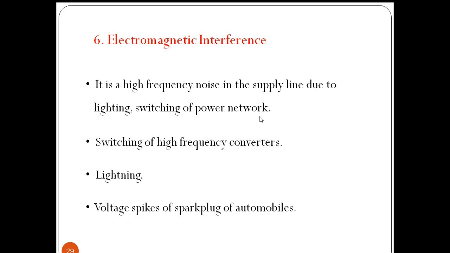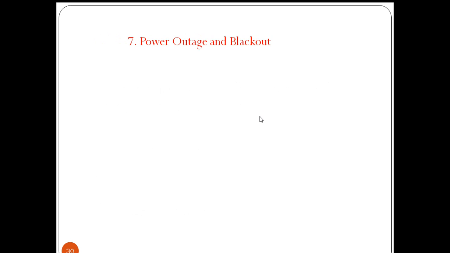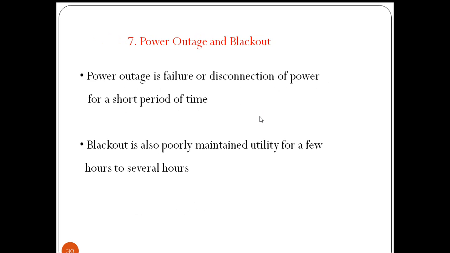So mainly due to the continuous switching of the components existing at the load end, we get harmonics and electromagnetic interference, and also power outages and blackouts. A power outage is a failure or disconnection of power for a short period of time.